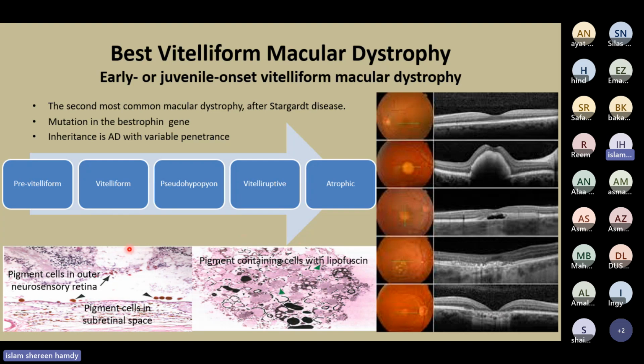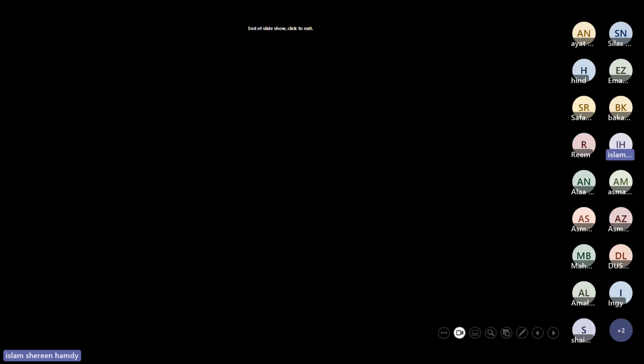Again, you can find there are pigment cells in the subretinal spaces, and this is responsible for the hyperpigmentation that may happen in the macula at that area. So this will conclude the lecture.